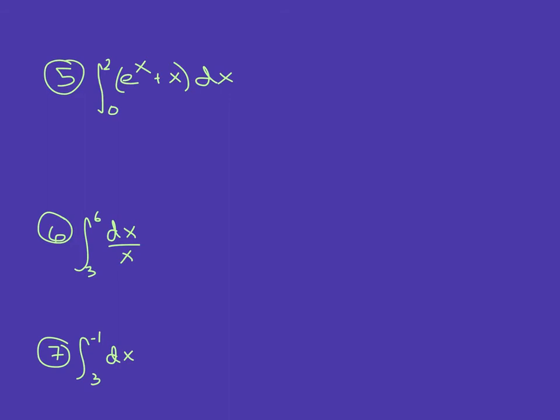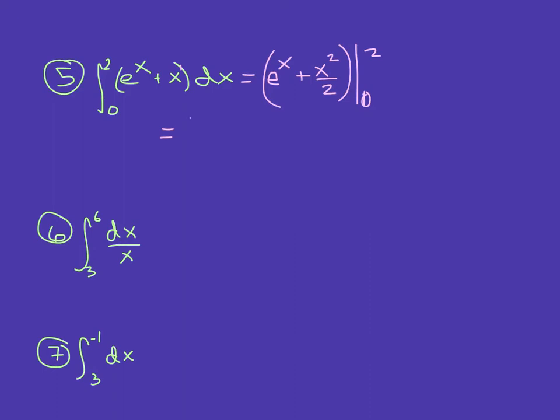So for number 5, we are finding the definite integral of e to the x plus x from 0 to 2. The antiderivative of e to the x is just e to the x. The antiderivative of x is x squared over 2. Remember, you're adding 1 to the exponent and then putting that over the new exponent. That's going to be evaluated from 0 to 2.